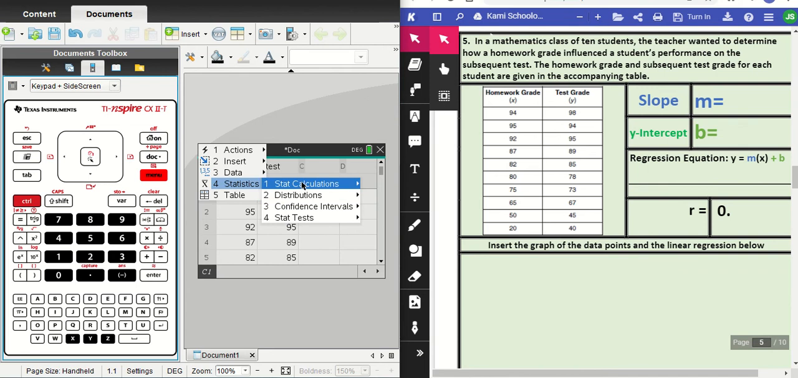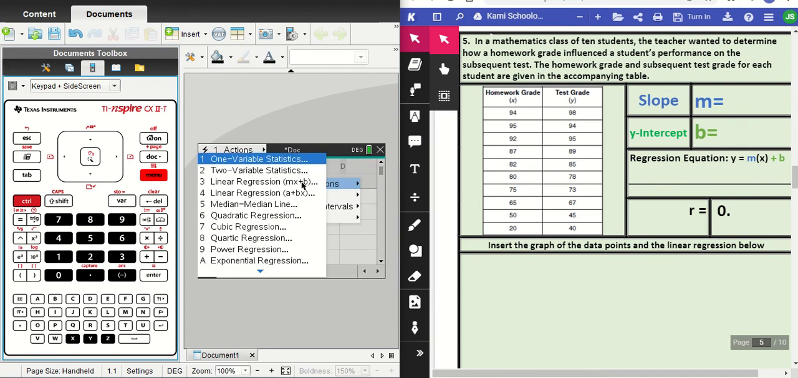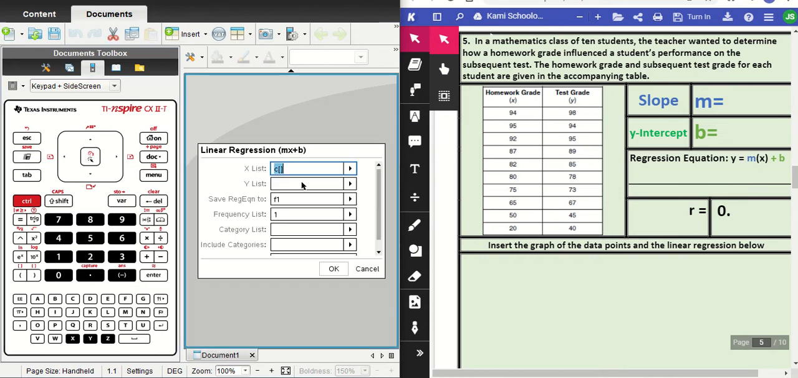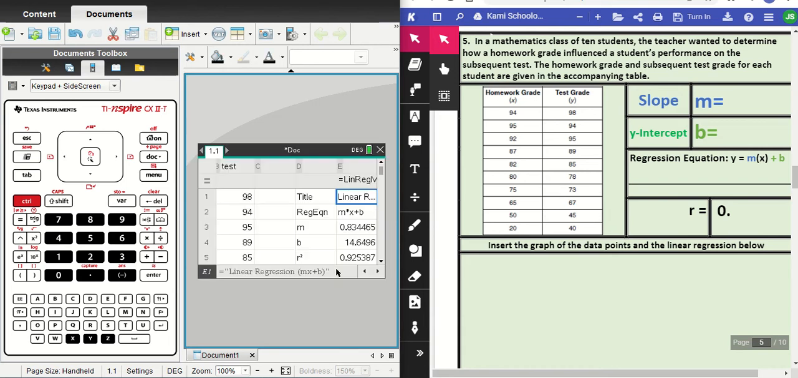statistics, stat calculation. Now at the top is a one variable statistic, but I want number 3. I want a linear regression in mx plus b form. Now I can name my x list homework. I name my y list test, and I say okay. Now, the information I get from this is I get my slope, 0.834, and I get my b, 14.649. And so that's what I want to type over here.